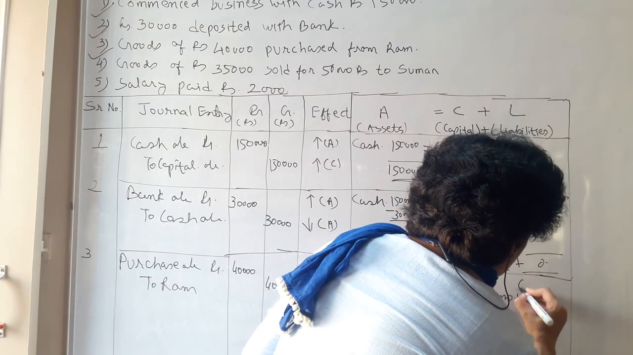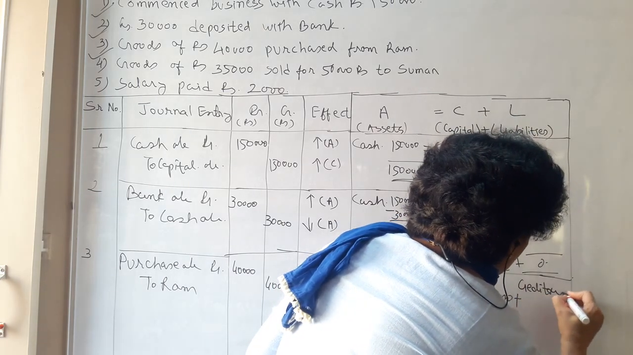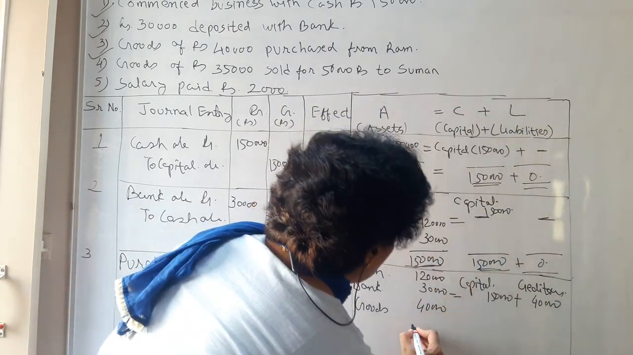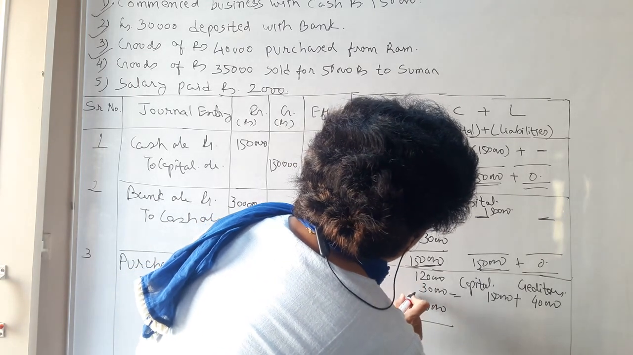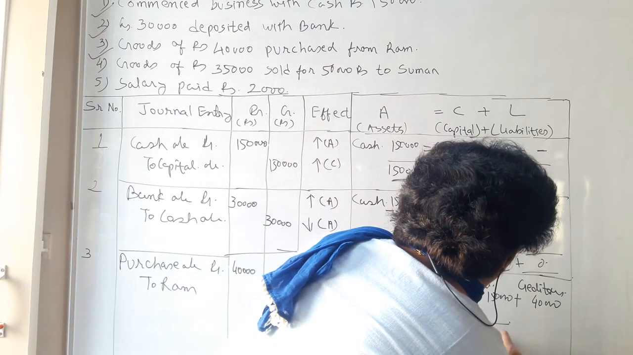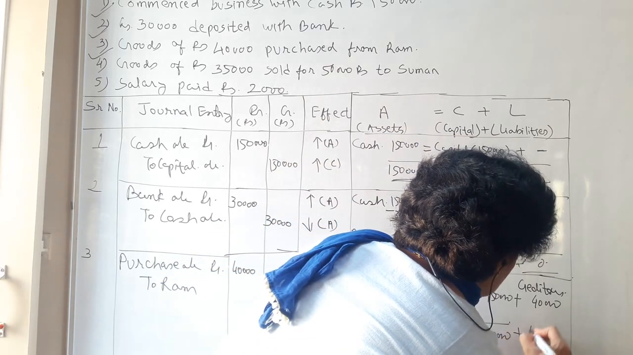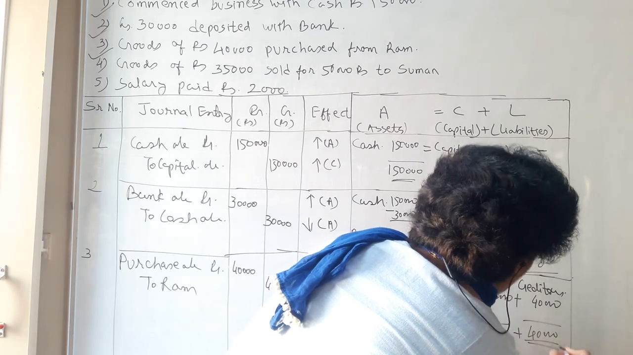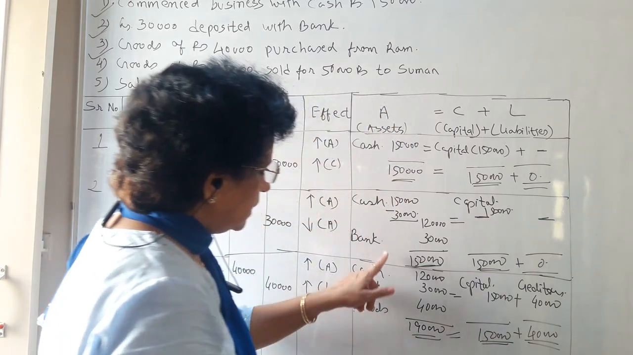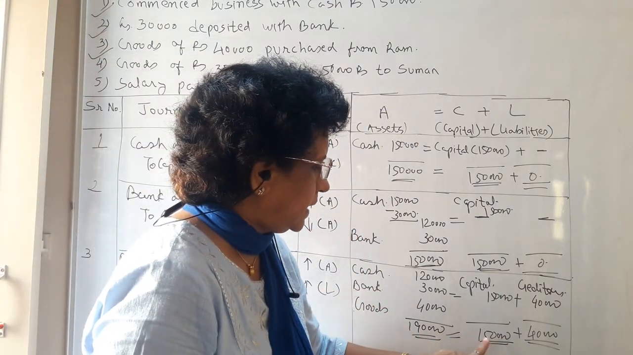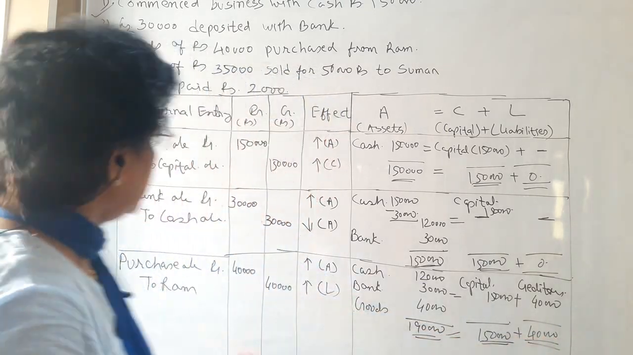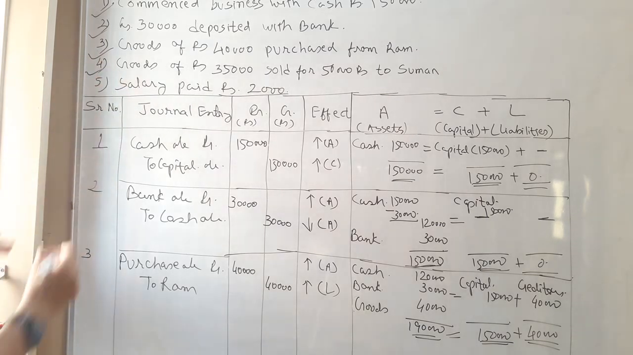So here creditor account rupees 40,000. So now your total is 1,90,000. Here 1,50,000 plus 40,000 is equal to 1,90,000. So your equation tallies, with assets 190, liability in the form of capital 150, and in the form of other liability 40,000. Now number 4.